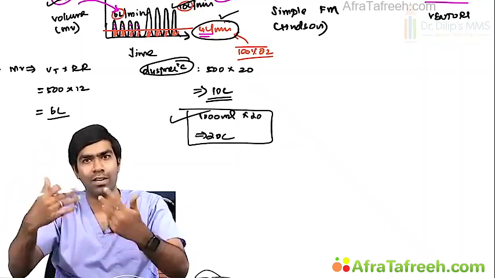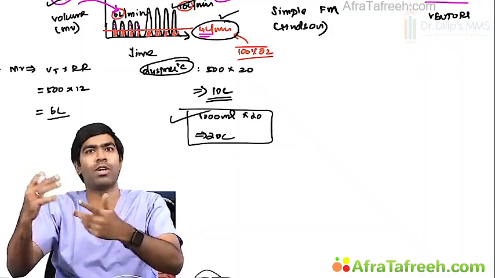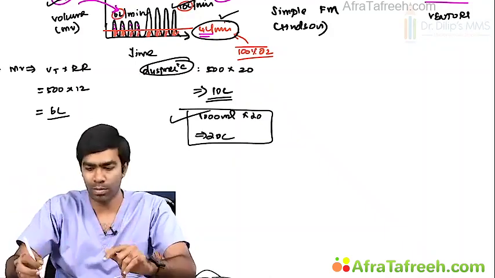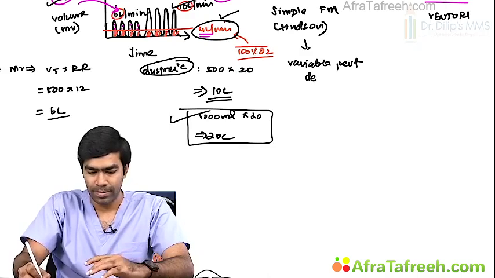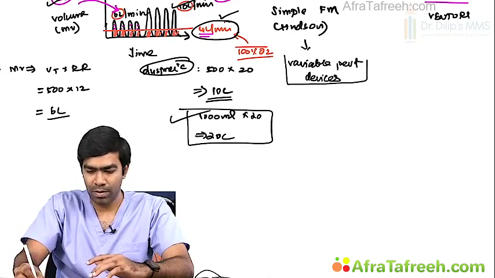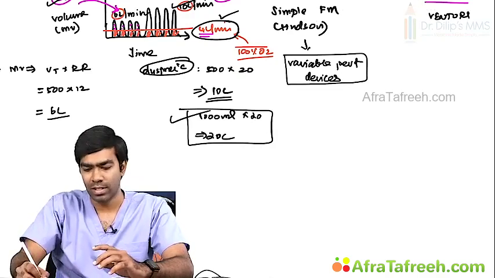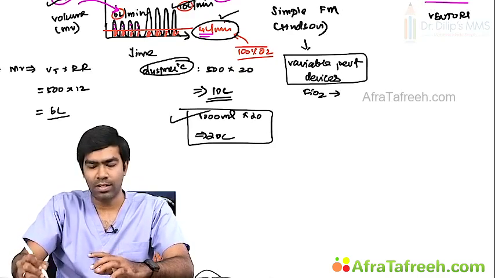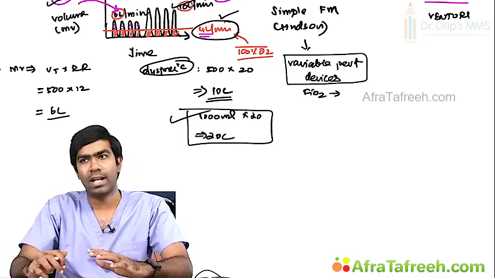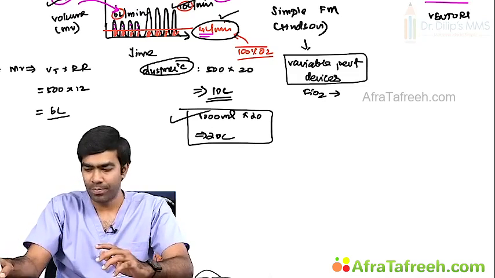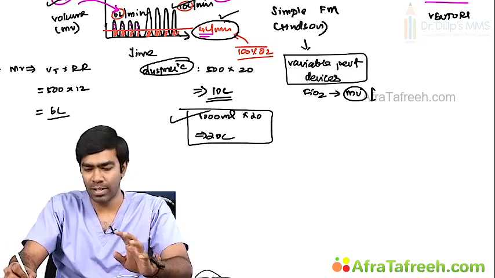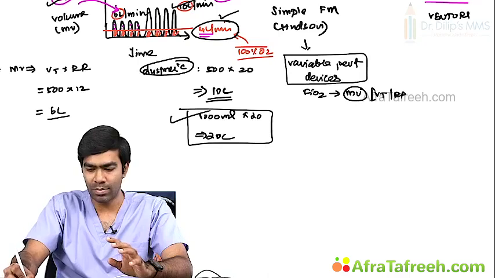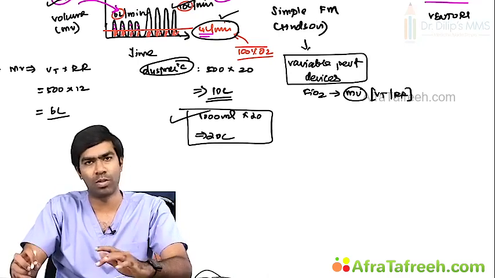The FiO2 delivered by this device will be dependent on the minute ventilation demand of the patient. Point number 1 taken. So this can also be referred to as variable performance devices. These are variable performance devices, which means the FiO2 will be completely variable and completely dependent on minute ventilation, that is the tidal volume and the respiratory rate. Definitely, no doubt about that.